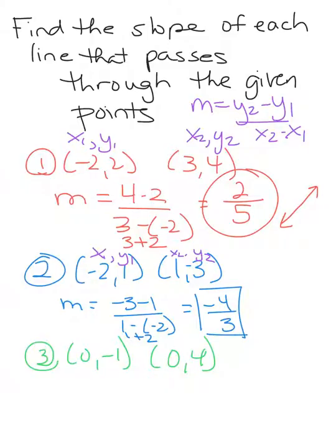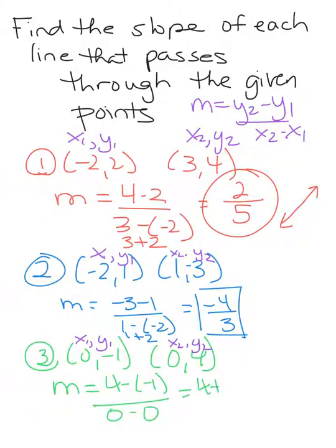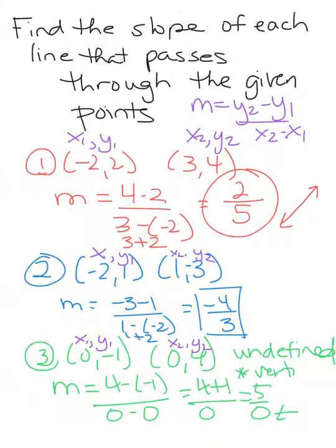Now let's go to the last one, number 3. Again, I have x1 and y1, and then I have x2 and y2. So let's find the slope. I have m equals 4 minus a negative 1, and then I have 0 minus 0, which gives me 4 plus 1 over 0, which is 5 over 0. Now remember, I can't have a 0 in my denominator for any number in math. That value is undefined. So this would give me an undefined slope, and if you remember from your VUX HOI, that's a vertical line.